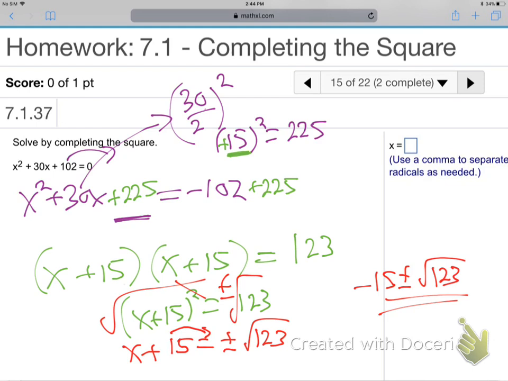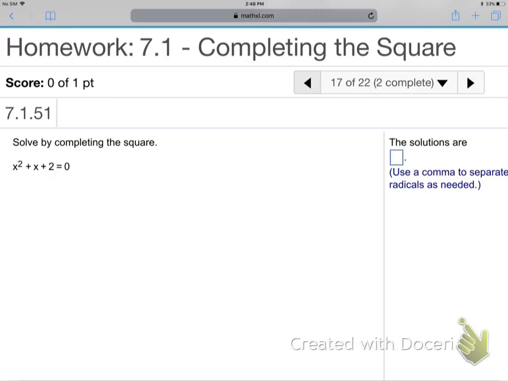So they're easier when there's an even number in the middle, you don't have fractions. Questions on that? No questions? All's well.